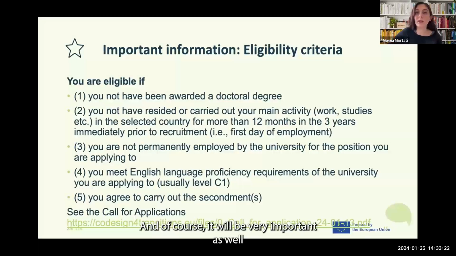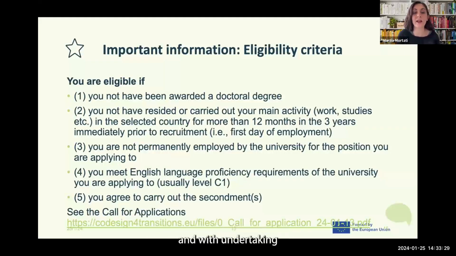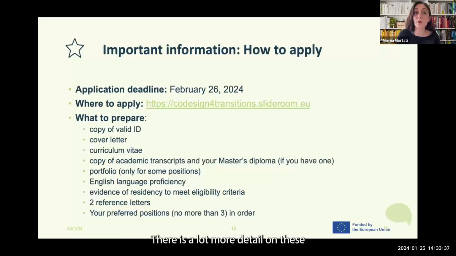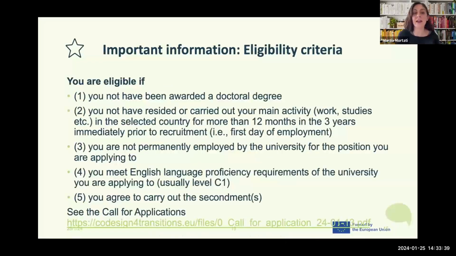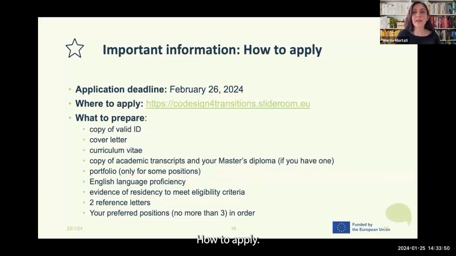And of course, it will be very important as well for anyone who applies to agree with carrying out the secondments and with undertaking the exact project that is advertised online. There is a lot more detail on these, and the call for applications is online, and all further details can be found on our website if you're looking for it. Over to the next slide, how to apply.